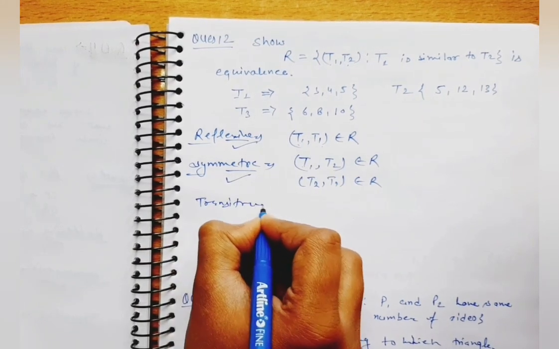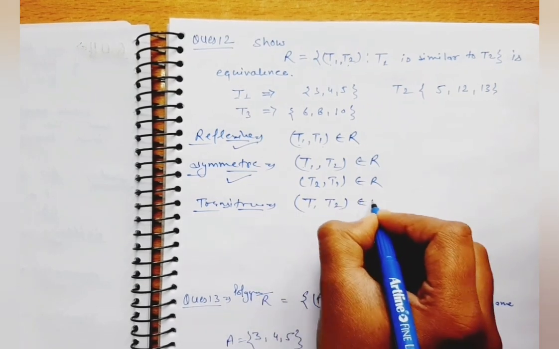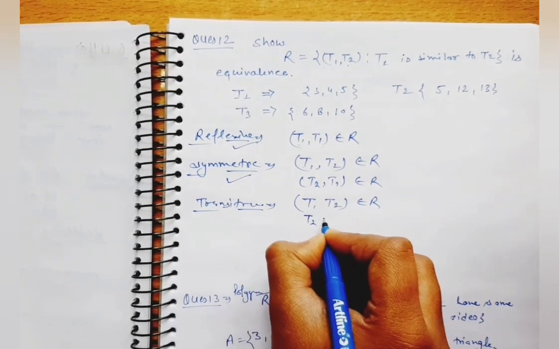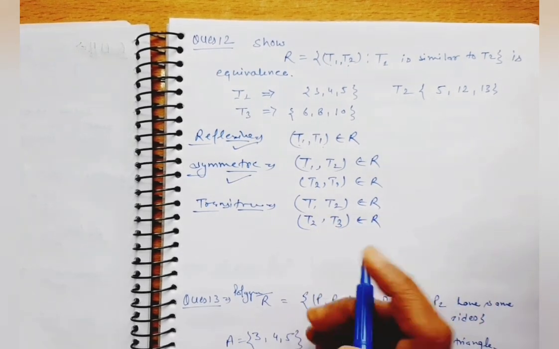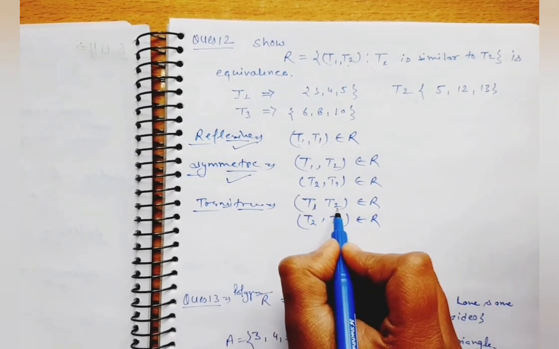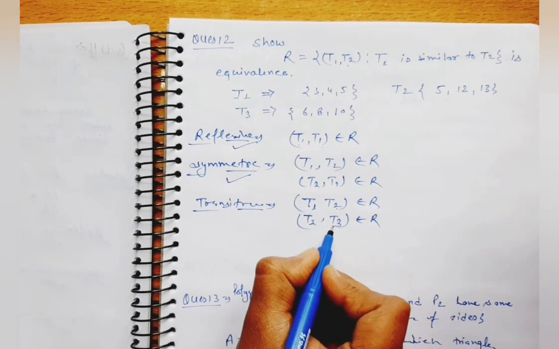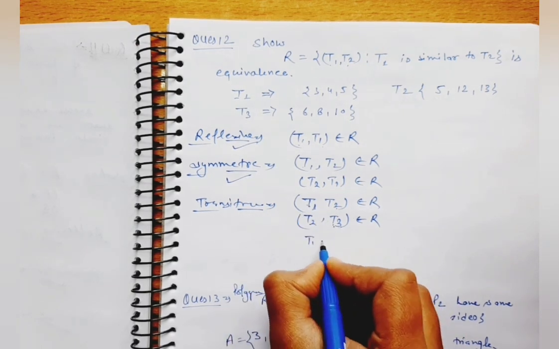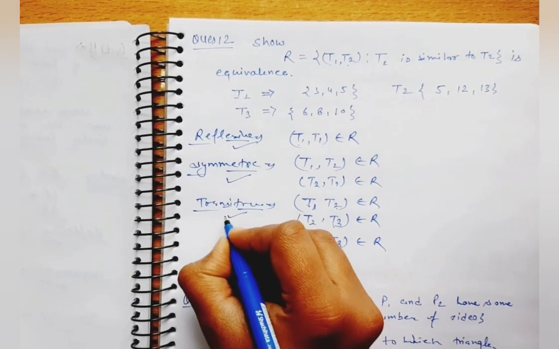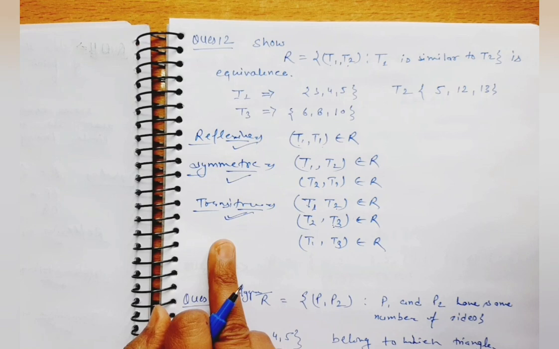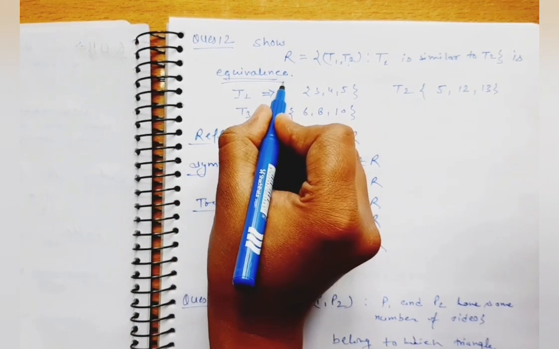Transitive. T1, T2 are two triangles which belong to R, and T2, T3 are two triangles which belong to R. That means T1 and T2 are similar, T2 and T3 are similar. So can we say that T1 and T3 are similar? Yes, T1 and T3 are similar. So this relation is transitive also. So all the relations are possible here. That means it is an equivalence relation.